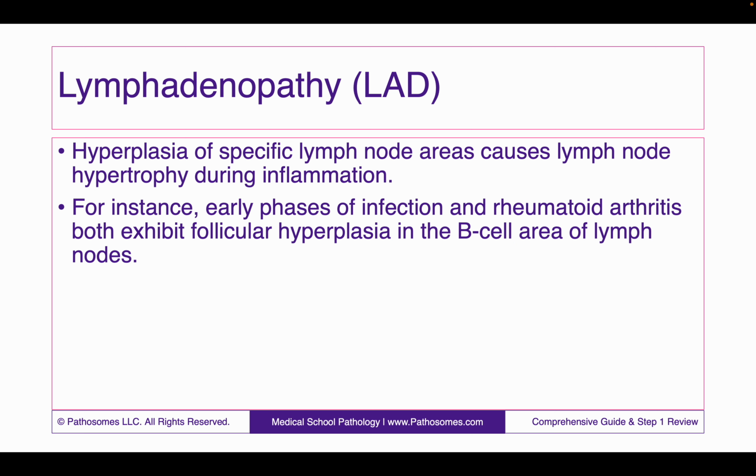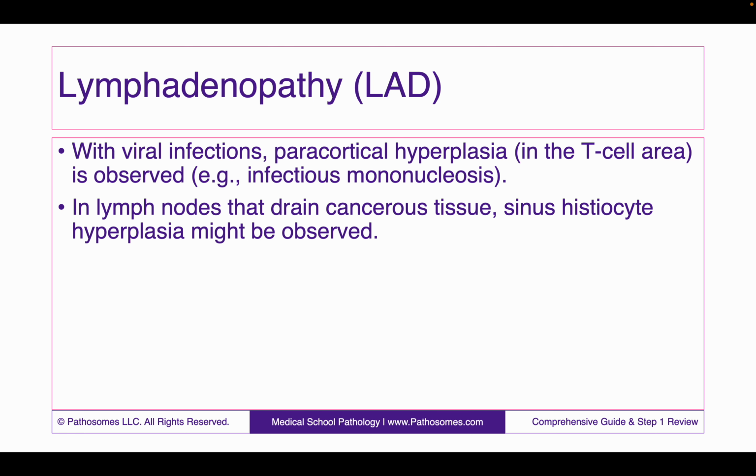Hyperplasia of specific lymph node areas causes lymph node hypertrophy during inflammation. For instance, early phases of infection and rheumatoid arthritis both exhibit follicular hyperplasia in the B cell area of lymph nodes. With viral infections, pericortical hyperplasia in the T cell areas is observed, such as the case of infectious mononucleosis.